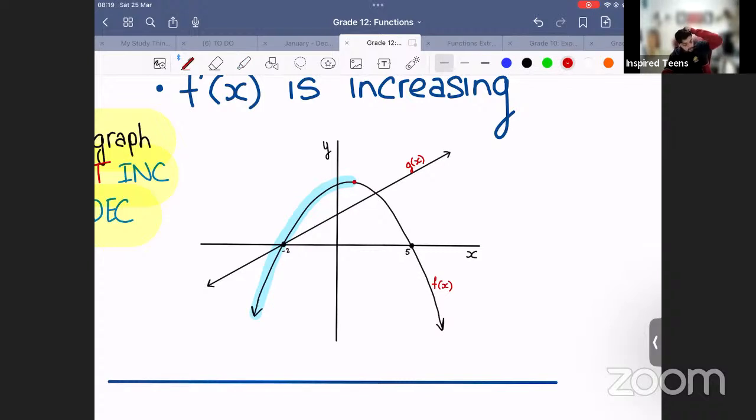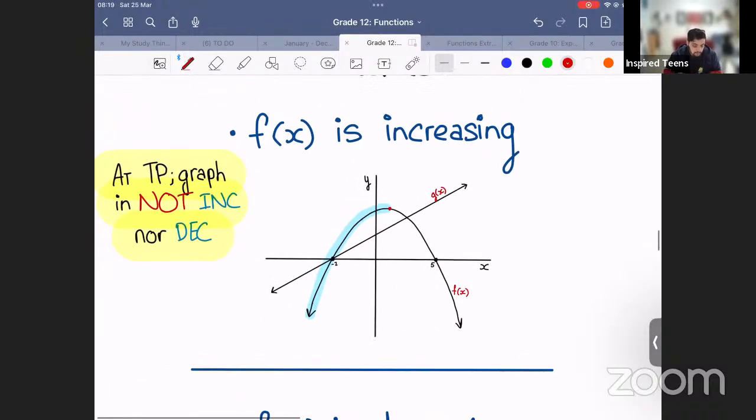Okay, to somewhere around the turning point. So now visually, we have identified where this graph is increasing. That's number one. Number two is to note, as it said on the left, at the turning point, the graph is not increasing nor decreasing.